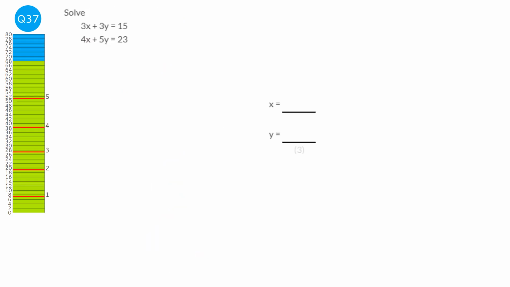First thing we notice with the simultaneous equations is the coefficient of the x and the coefficients of the y are different, so we need to make them the same. I'm going to focus on the y's, I always do, but you could do this with the x's. So we've got a 3 and a 5, so the lowest common multiple of 3 and 5 is 15, so we need to make them both 15.